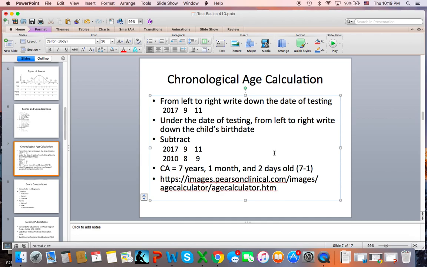If you want a technological alternative, you can just simply type in this link here and bookmark the link, and it'll take you directly to a chronological age calculator. It's pretty simple to use.